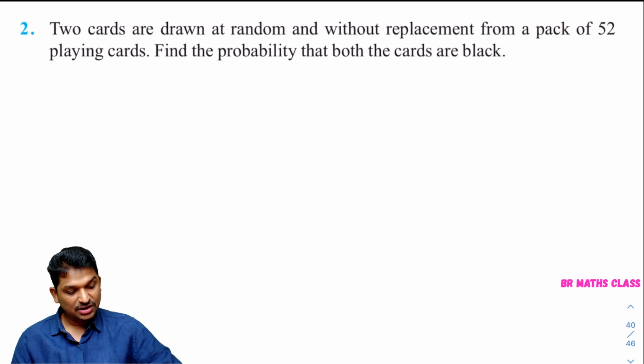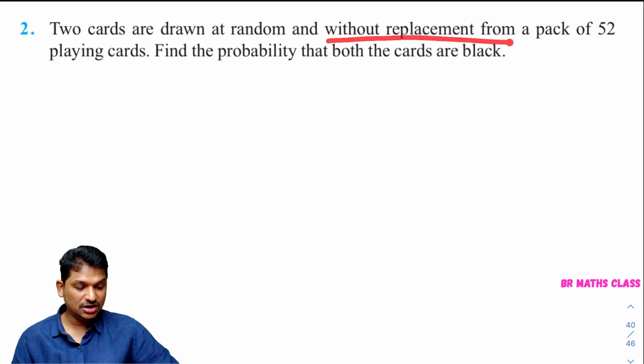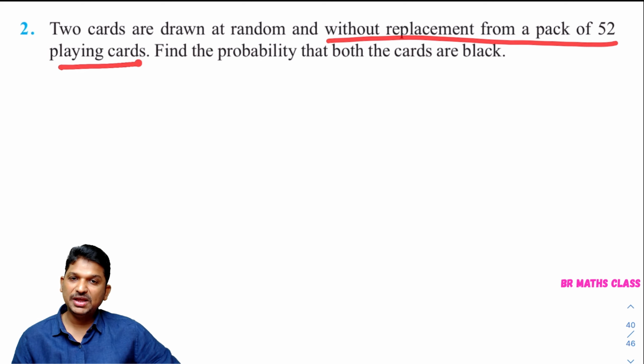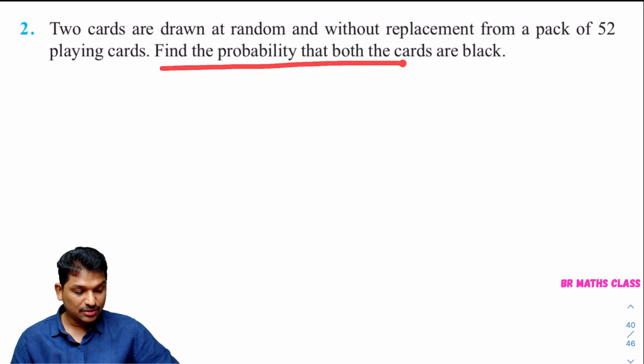See here, two cards are drawn at random without replacement from a pack of 52 playing cards. From those 52 playing cards, two cards are drawn at random. Find the probability that both the cards are black. This is a general probability question. No need of independent events, no need of the multiplication theorem, no need of conditional probability.